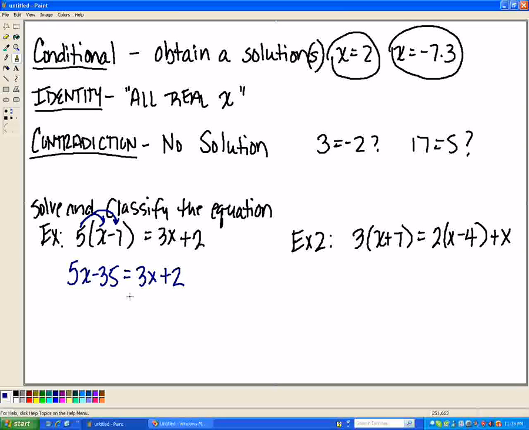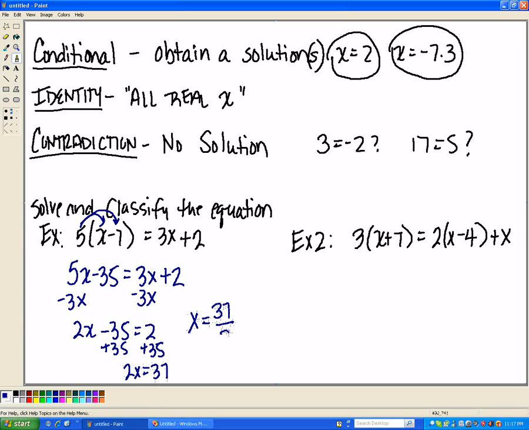So what you would want to do is get all your variables on one side and all your numbers on the other. You'd subtract 3x both sides, 2x minus 35 equals 2. You could add 35 both sides and get 2x equals 37. And your solution would be x equals 37 over 2. And you actually obtain a solution.